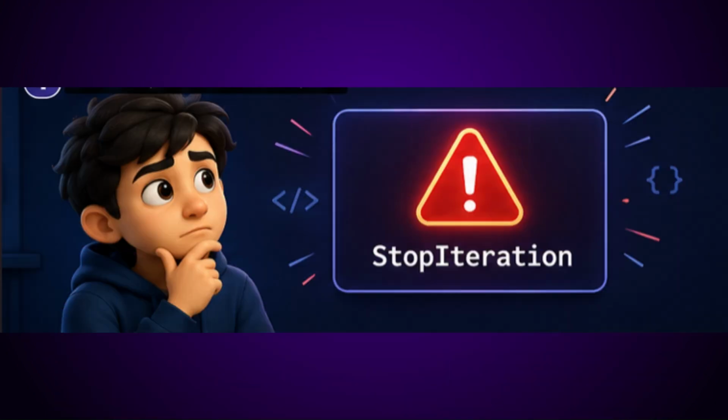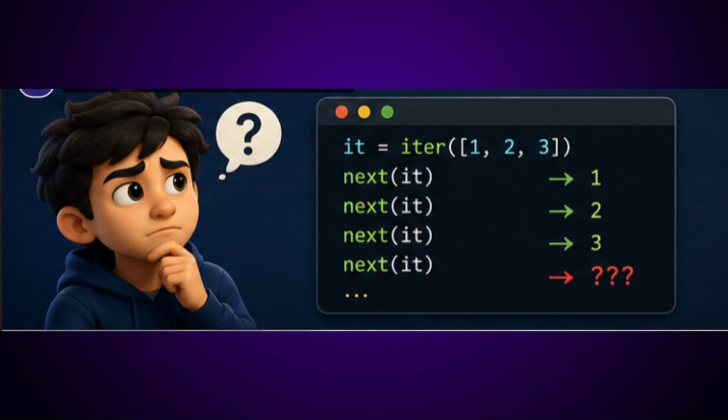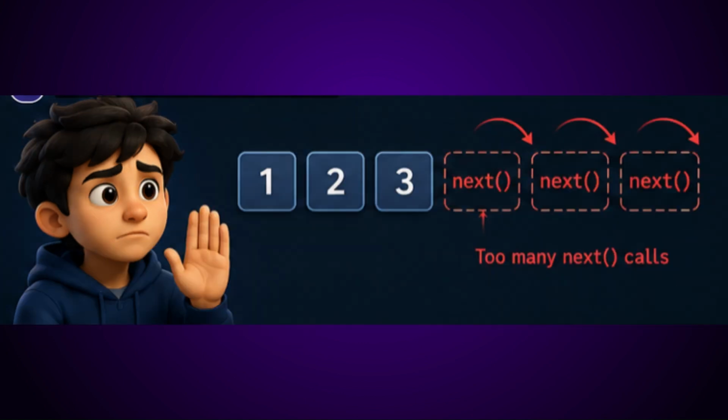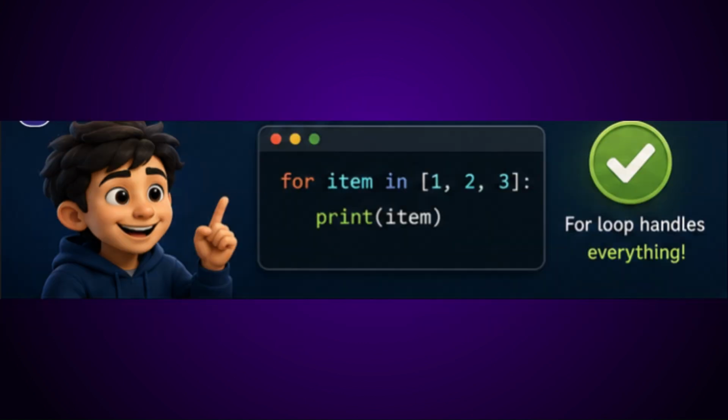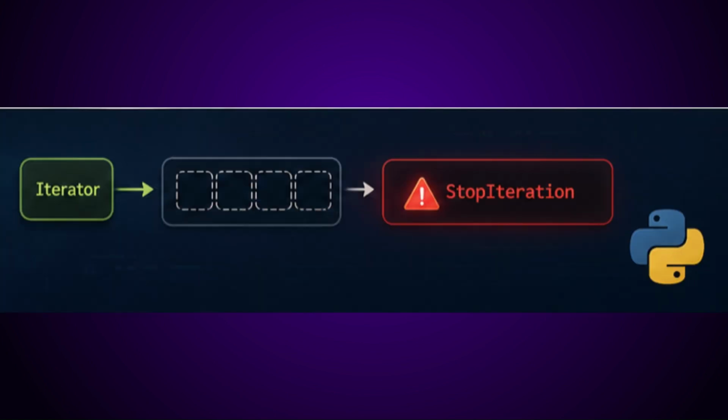Whenever you see StopIteration, check these things. Have all items already been consumed? Are you calling next too many times? Would a for loop be a better choice? Most StopIteration errors happen when an iteration has no values left.